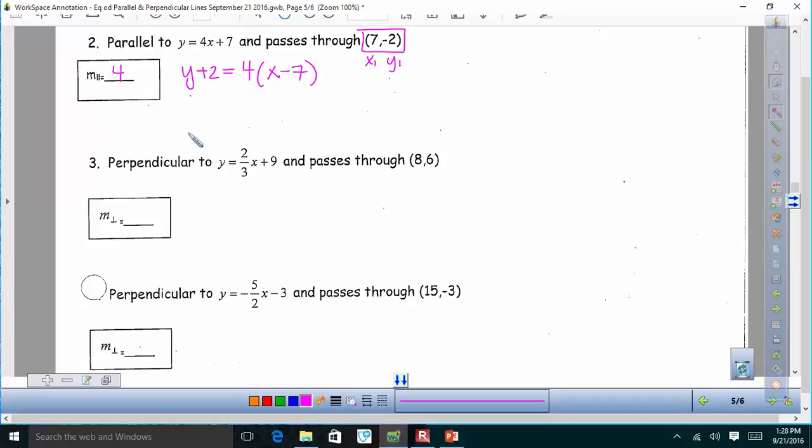Okay, from there, what would we do? We distribute our 4, so I'm going to bring down y plus 2 equals 4 times x, which is 4x, minus, and then I'm doing 4 times 7 is 28. Now, how do I get y by itself? Subtract 2 from both sides. And so my final answer would be y equals 4x minus 30.